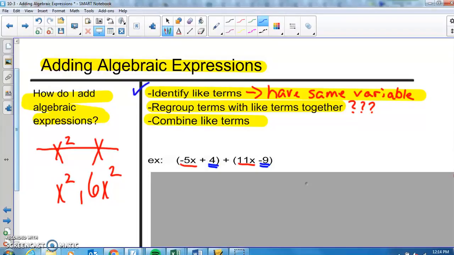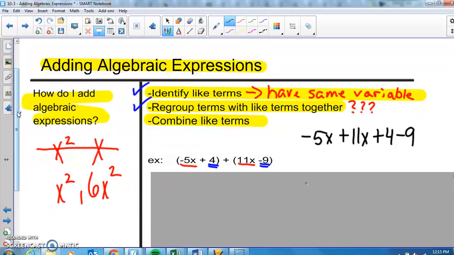The second step, like I said, is not something I do. Some students like to do it, which is to regroup the terms with like terms together. What I mean by that is they just rewrite it. So what you might do is say negative 5x. Let me get my board working. They might say negative 5x matches up with an 11x, so they're going to put those together. And then I have a plus 4, and I have a minus 9. So I've regrouped these with my like terms put together. So I've taken care of the second step.